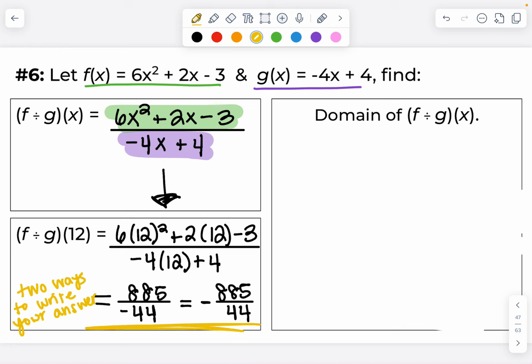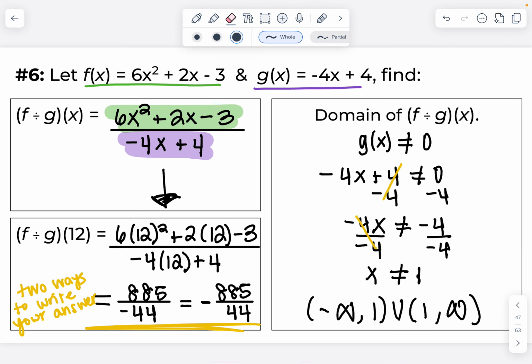Go ahead and find the domain for me if you haven't already. For domain, again, we're only worried about g of x. So I take my function g of x, which is negative 4x plus 4, set it not equal to 0, and simplify to see what value of x I cannot be. I get x cannot be 1. So in interval notation, that is negative infinity to 1, union 1 to infinity.